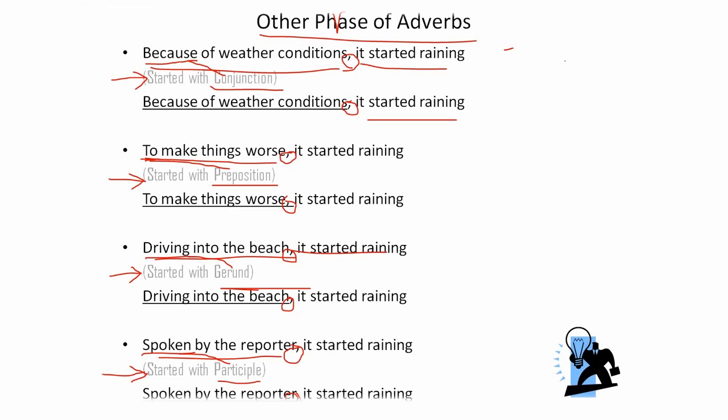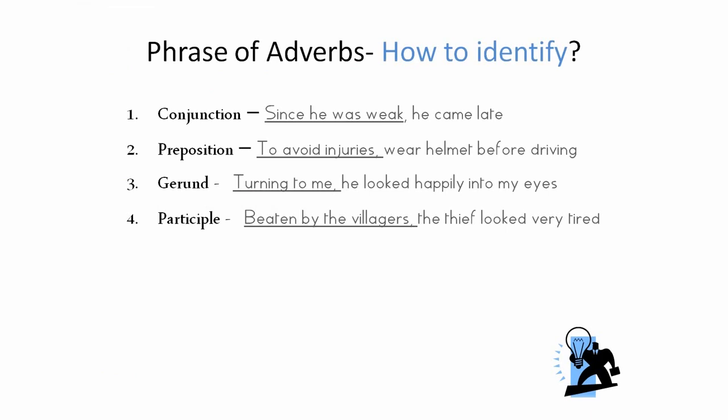Right, so phrase of adverbs, how to identify if the word starts with conjunction, preposition, gerund or participle, we can identify easily. These are additional examples that you can write to help you understand better how to identify the phrase of adverbs right at the beginning of the sentence. Take these examples. I can actually read it for you.